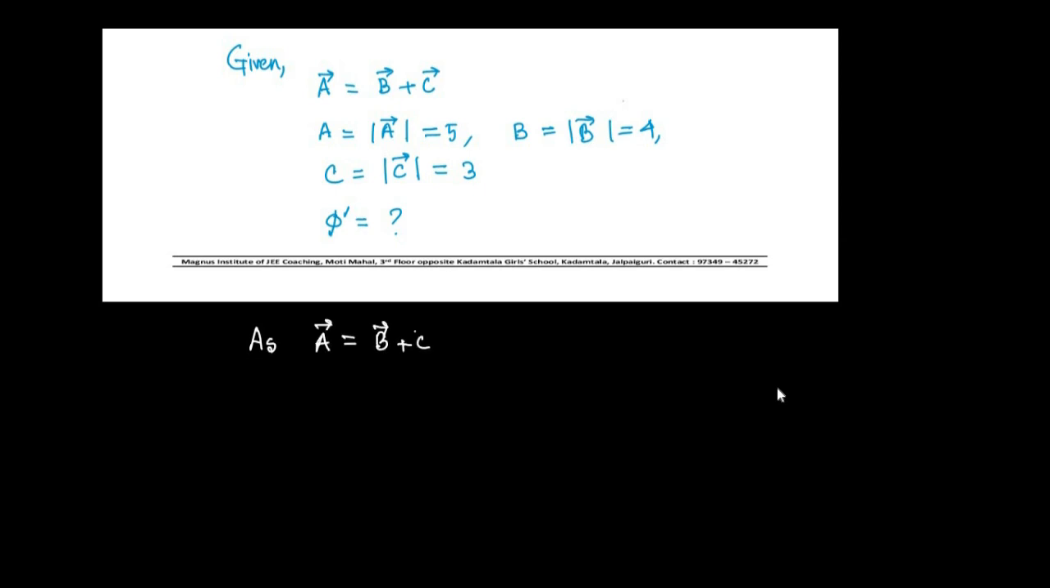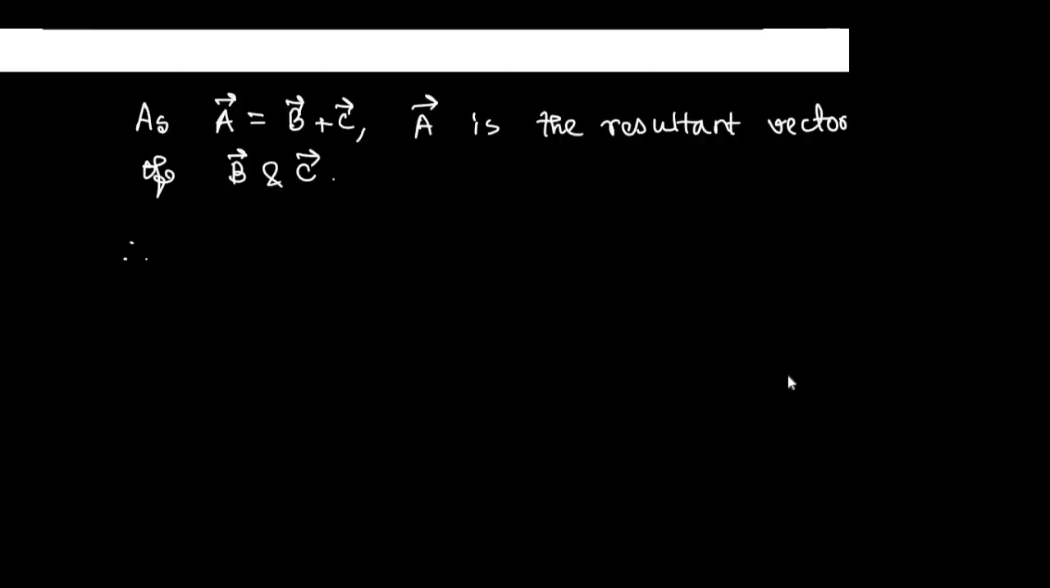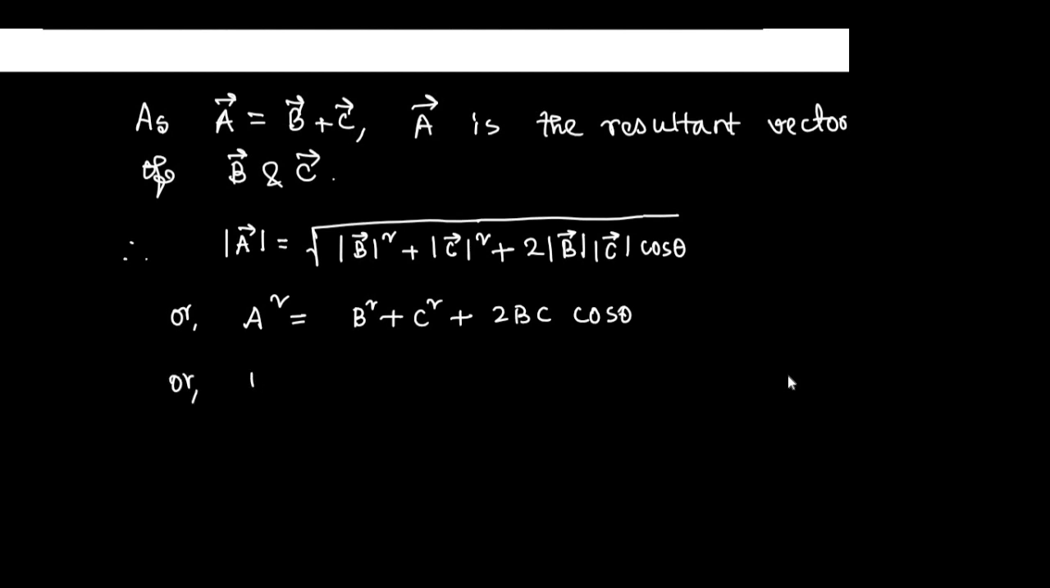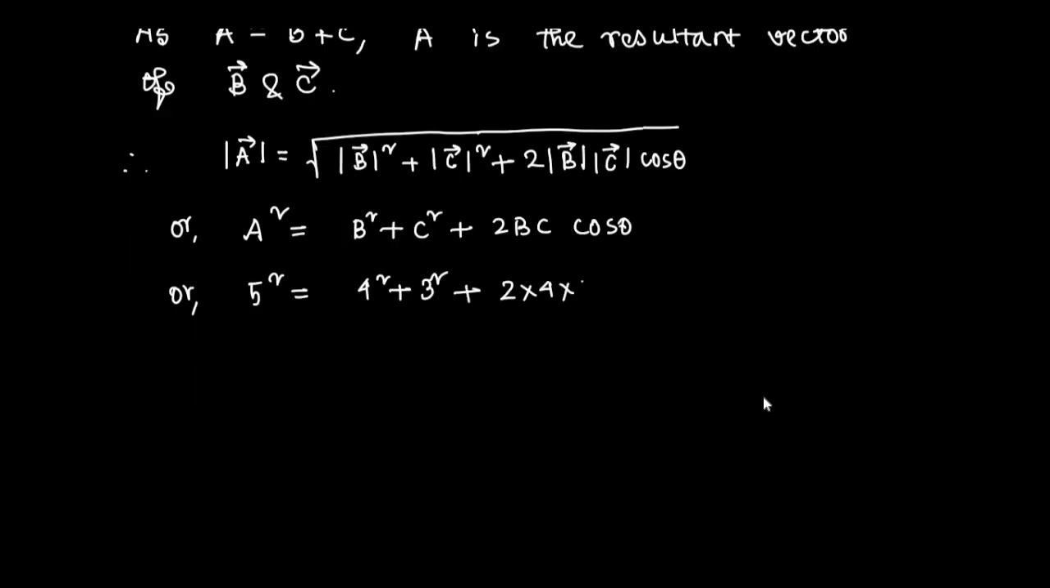As vector A is equal to vector B plus vector C, vector A is the resultant vector of vector B and vector C. Therefore, mod vector A is equal to root over mod vector B square plus mod vector C square plus 2 mod vector B mod vector C cos theta, or comma, A square is equal to B square plus C square plus 2BC cos theta. 5 square is equal to 4 square plus 3 square plus 2 into 4 into 3 into cos theta. 25 equal 25 plus 24 cos theta, or comma, 24 cos theta is equal to 0.